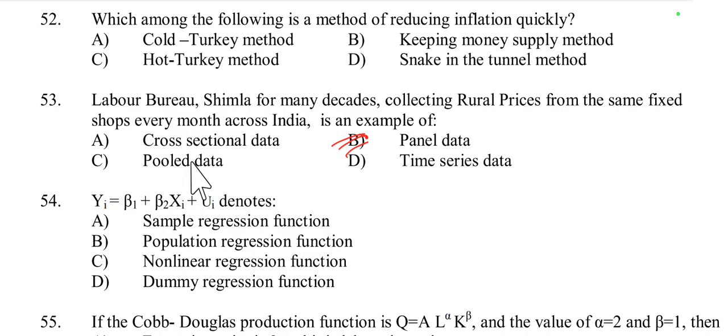Then pooled data. Pooled data combines cross-sectional data and multiple time periods of different subjects, effectively merging multiple databases. It doesn't distinguish between the different periods or subjects individually, but aggregates the data.